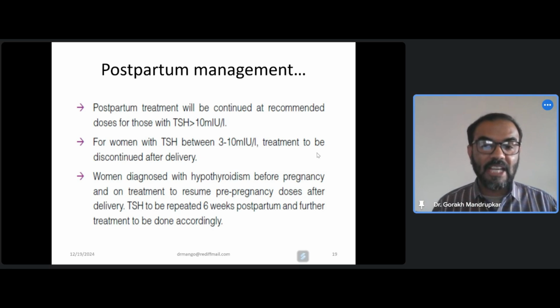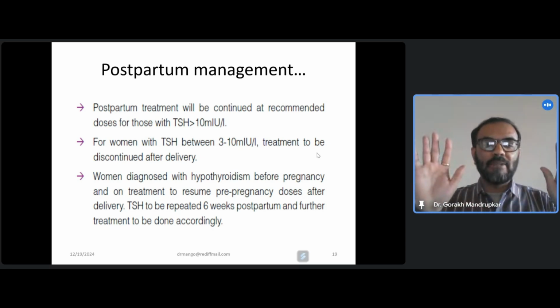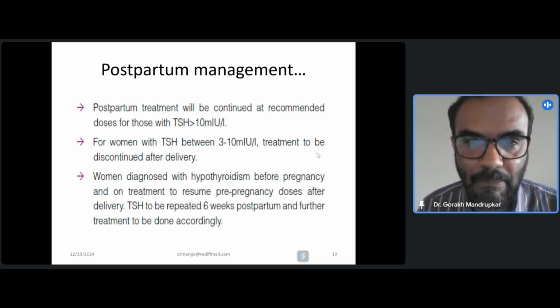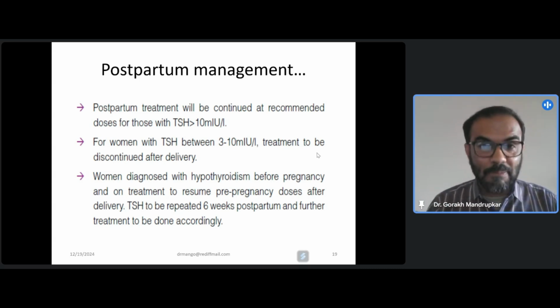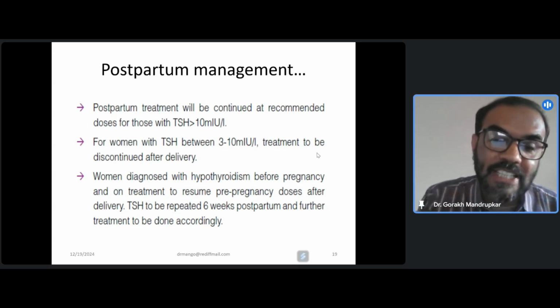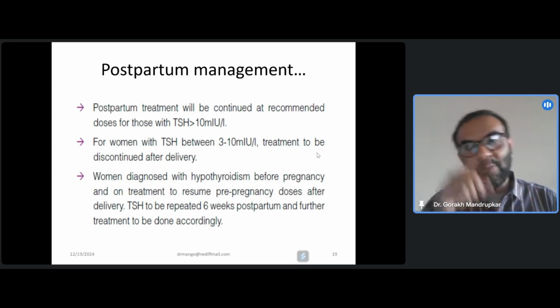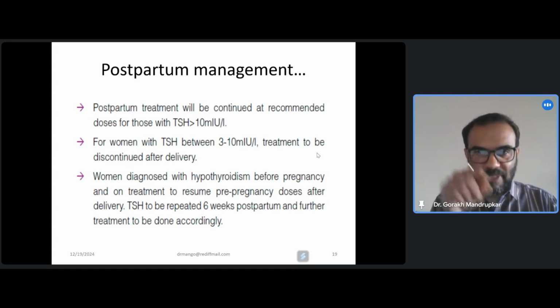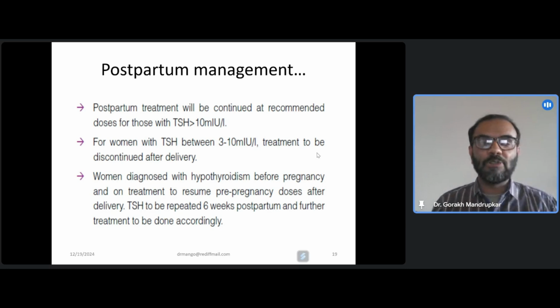Second, for the woman with TSH between 3 to 10, that means for all subclinical hypothyroidism patients, if the dose is up to 25 microgram, stop the treatment. We can discontinue the tablet. If the dose is high, like 50, 75 for subclinical hypothyroid, we have to reduce the dose by 25 as soon as after the delivery. And then we have to check the TSH after 42 days, and depending upon the non-pregnant level, we have to continue the treatment. So very simple.